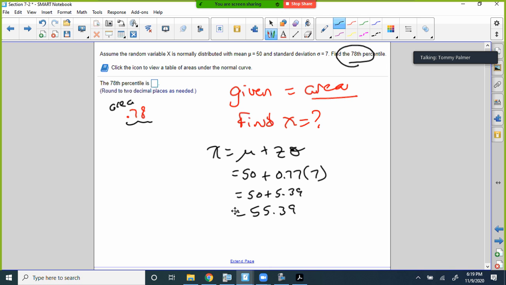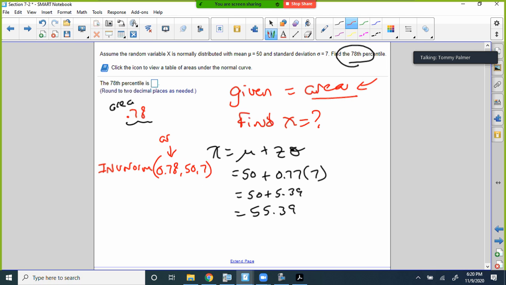Would you like to see how you do it with a calculator? Okay. Now, again, we're given what? Area. And we need to find what? An X. So we need to go to an inverse norm. When we do this, we're going to inverse norm. The first one's going to be the area. The second one's going to be the mean. And the third one's going to be the standard deviation.